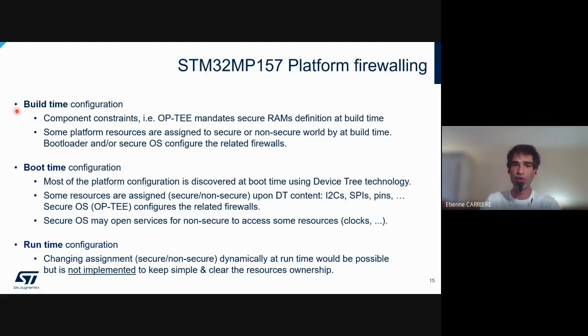But most of the platform's configuration, we tend to describe it using the device tree technology that allows to separate the device configuration from the device firmware executive part. So at boot time, both TF-A BL2 and OP-TEE discover from the device tree blob what is the platform's configuration and how some of the resources should be assigned, whether some I2C or some SPI bus should be assigned to the secure world or to the non-secure world, and configure accordingly the right firewalls.